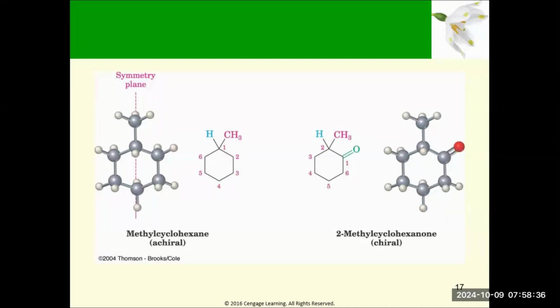Again, we're looking at the examples before. If you go through this methyl group here and you look at both sides, it's symmetrical. However, if I go through here and I look at both sides, they are not symmetrical. One side has a ketone where the other side does not.